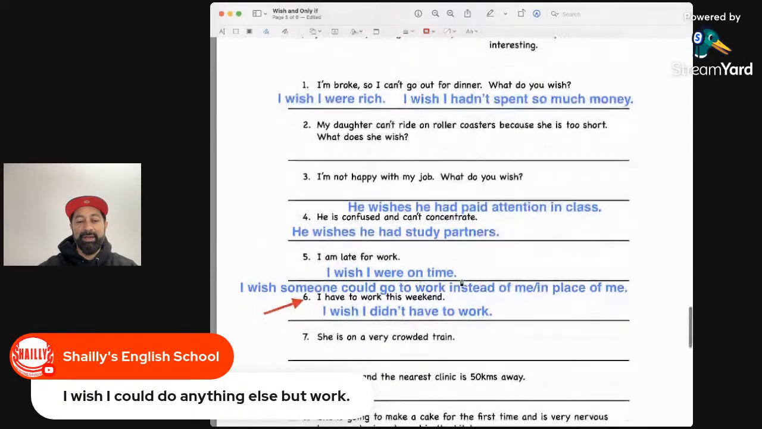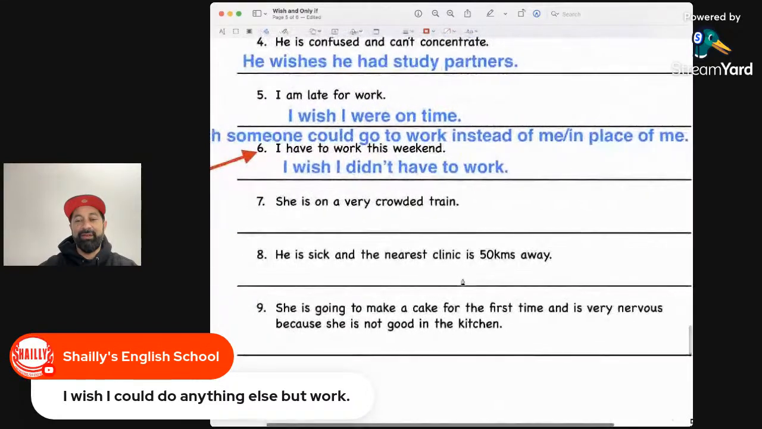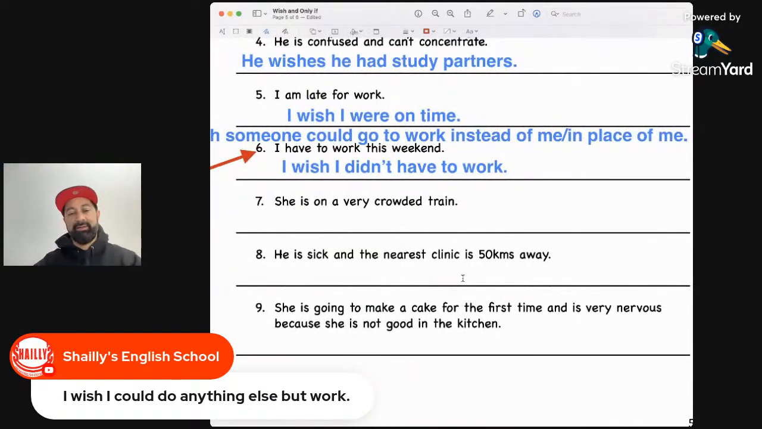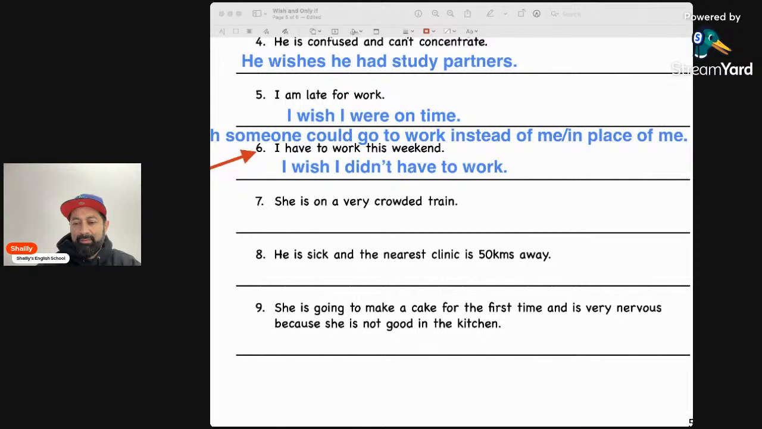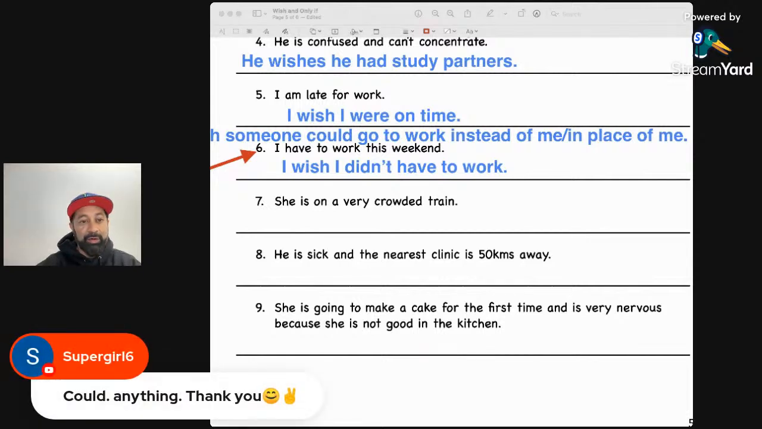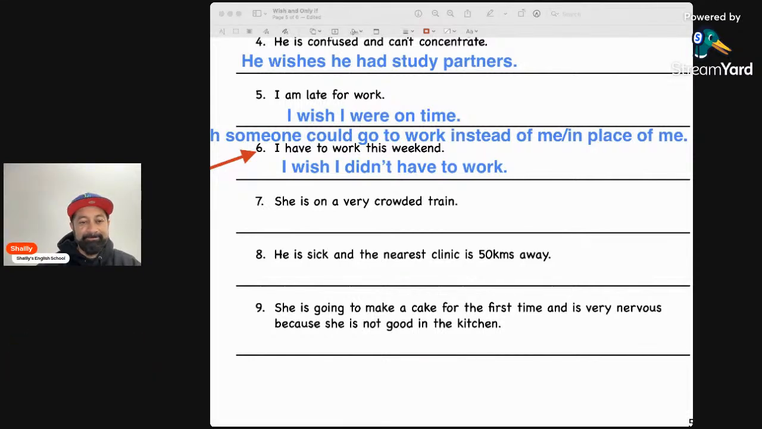Okay. What about next here? She's on a very crowded train. You're welcome, Supergirl. No problem. All right, so we've got 3 left here. Let's try to get through these. And maybe I'll leave a couple for homework as well. She is on a very crowded train. What does she wish?